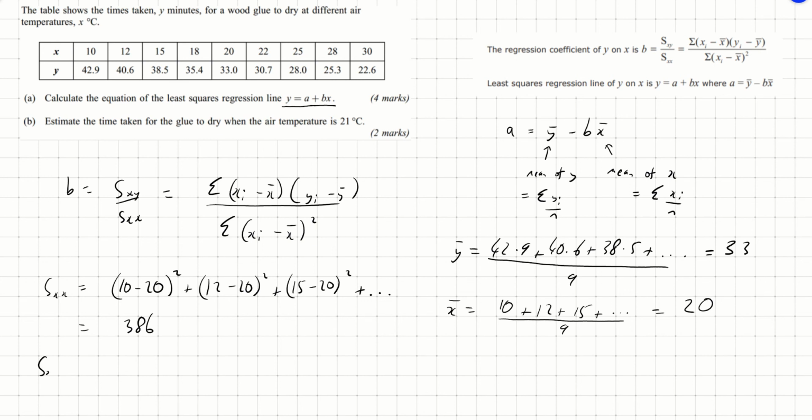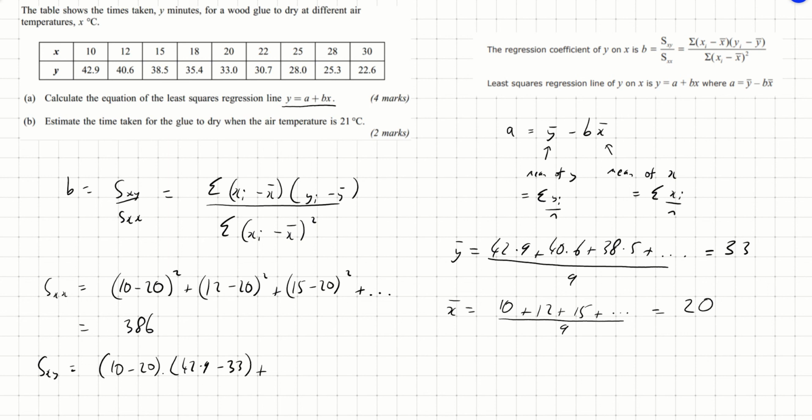We'll do the same for sxy. So sxy is the sum of, for each reading, we're going to take the xi and subtract x bar. So we do 10 minus 20, and we're going to multiply that by our y values, 42.9, take away y bar, so take away 33.